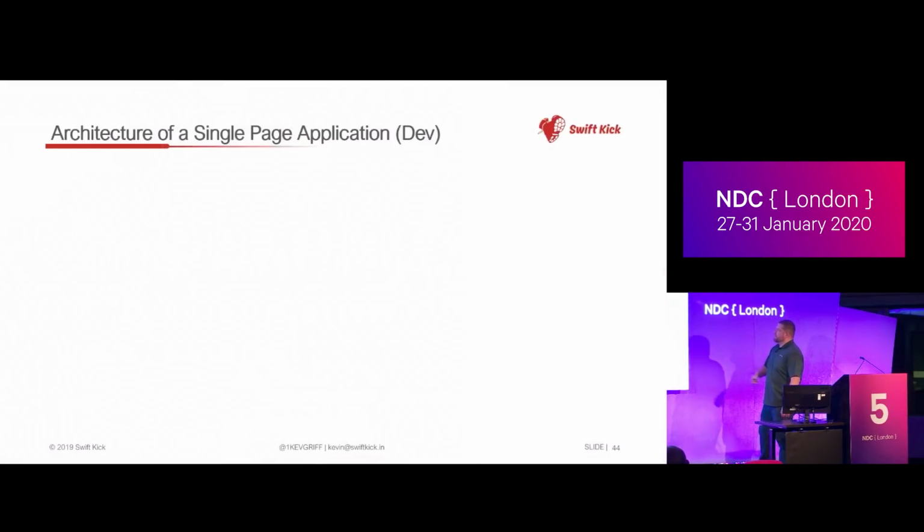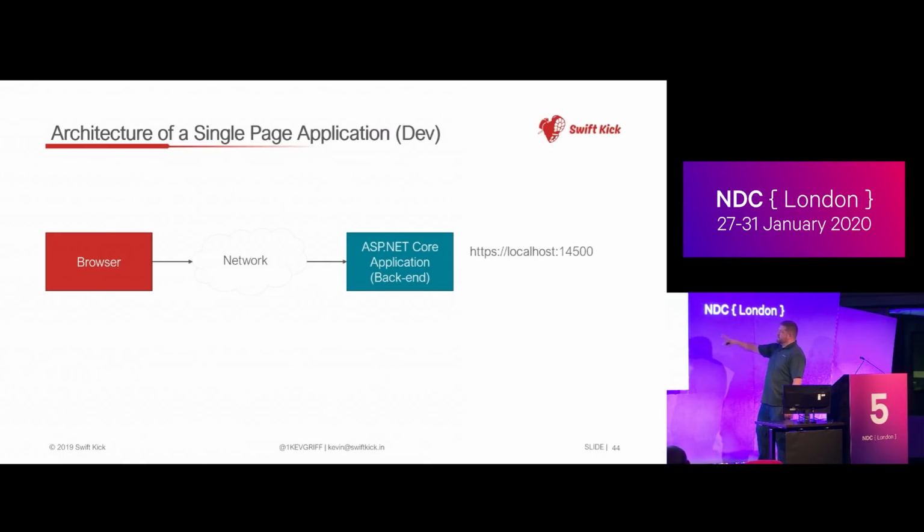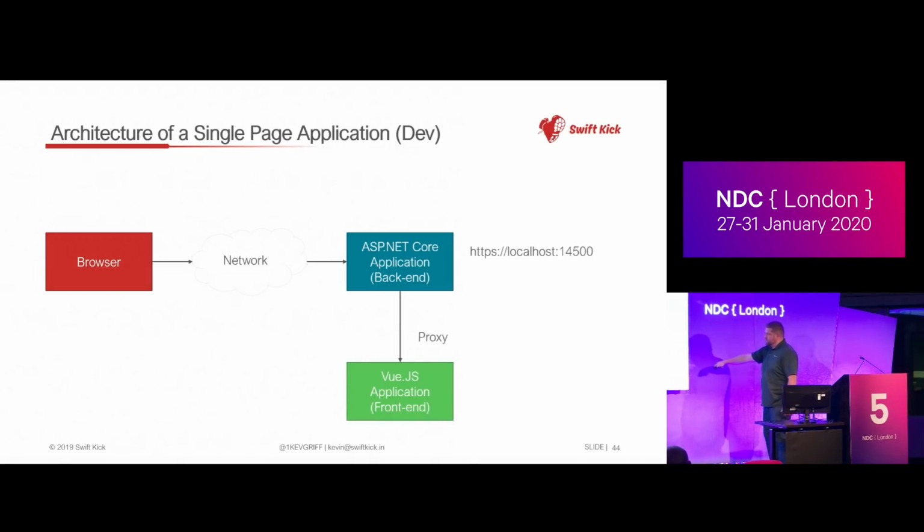All right, so how do we do that in dev? Browser, network. We have our ASP.NET Core app still running on a different port. We still have our Vue.js app running on a different port, but we create a proxy between them. And there are two ways you can do this. You can have the ASP.NET Core app proxy to the Vue.js app, or you can have the Vue.js app proxy to ASP.NET Core. This approach is the easiest in my opinion, going from ASP.NET Core to Vue.js. You can do it the other way, but this is easier for me.